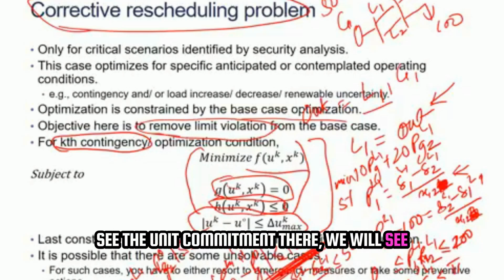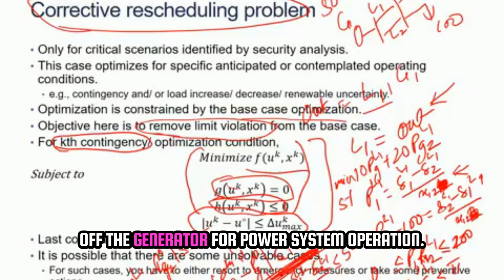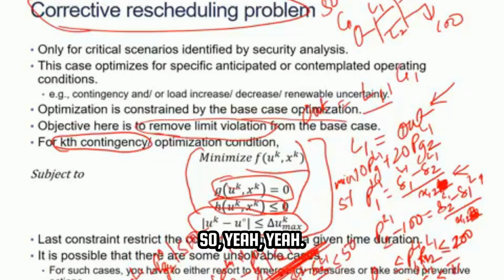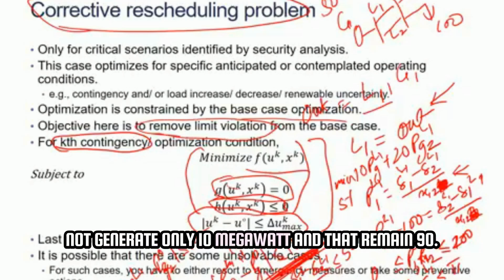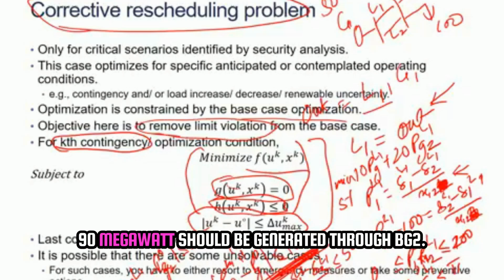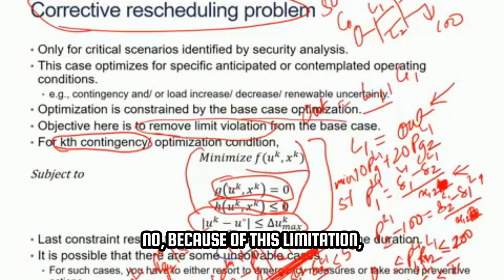There we will see how to switch on the generator and how to switch off the generator for power system operation. Right. So, sir, for the case that I mentioned, PG1 should not generate only 10 megawatt and the remaining 90 megawatt be generated through PG2? No, because of this limitation, because this 100 is there.